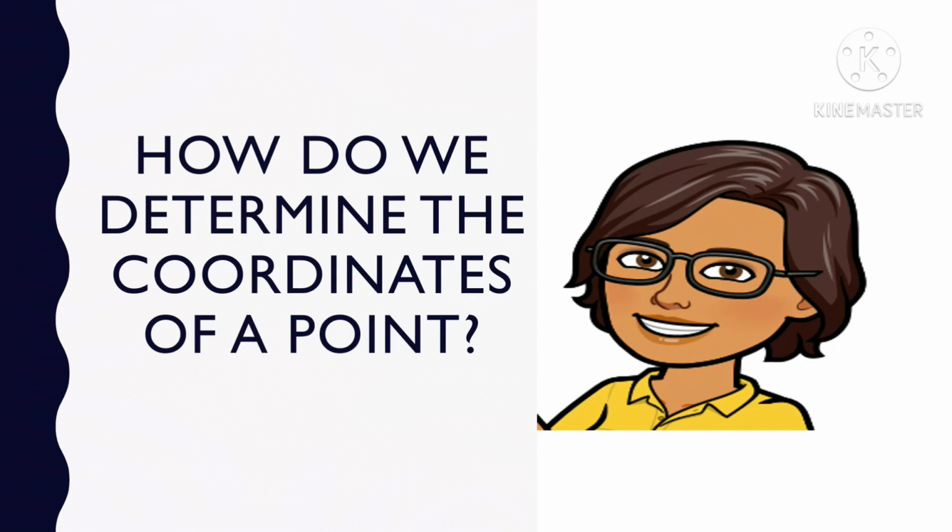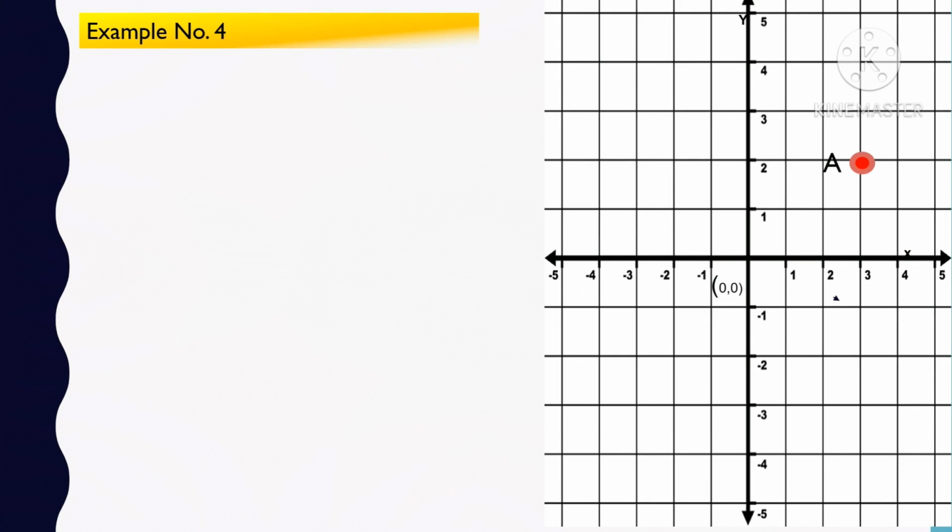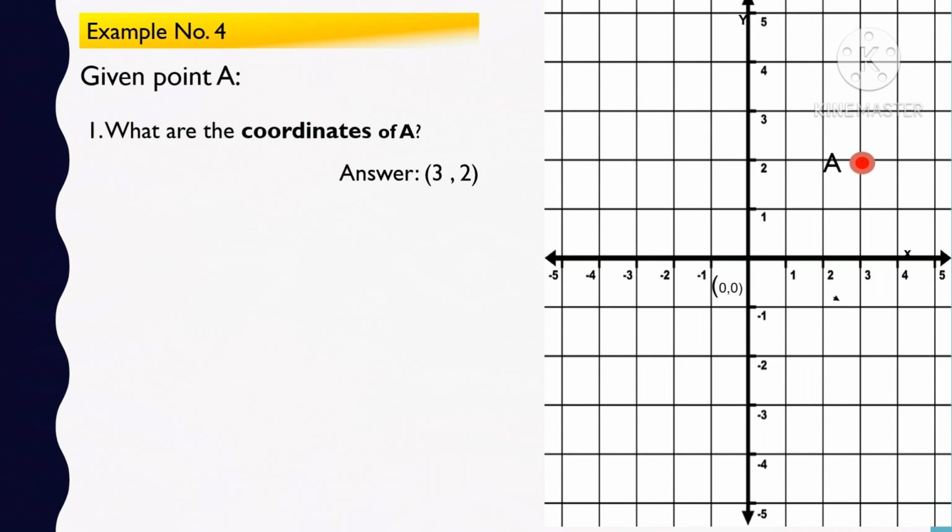How do we determine the coordinates of a point? Let's have example number 4. Given point A, what are the coordinates of A? Tignan nyo lang para mas madali kung saan nakatapat ang A. Along the x-axis, nakatapat siya sa 3. Along the y-axis, nakatapat siya sa 2. So, ang coordinates ng point A ay 3, 2. Diba madali lang? In what quadrant is A located?